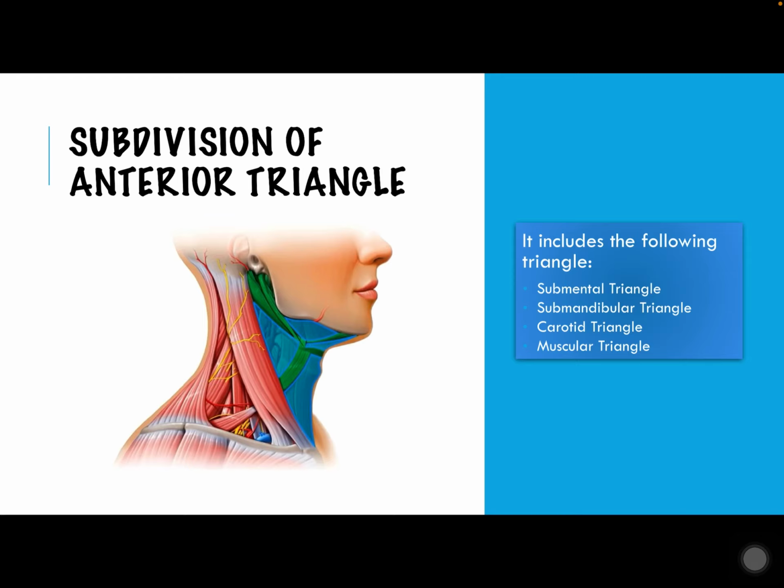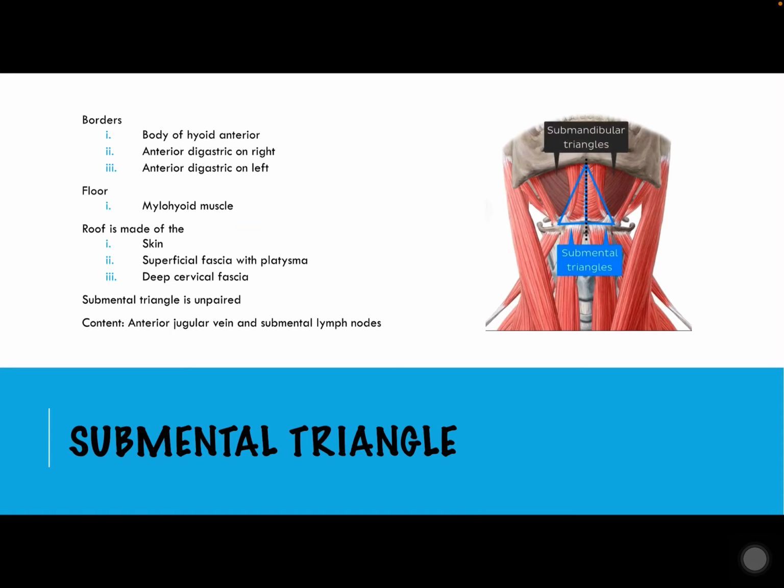The subdivisions of the anterior triangle. The anterior triangle is subdivided into many smaller triangles, which are the submental triangle, submandibular triangle, carotid triangle, and muscular triangle. So let's discuss the submental triangle first.